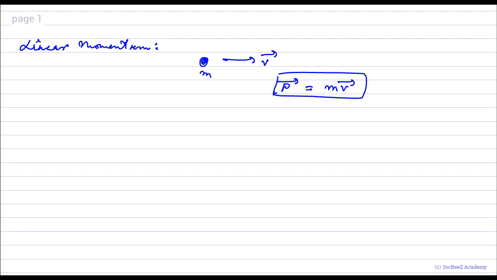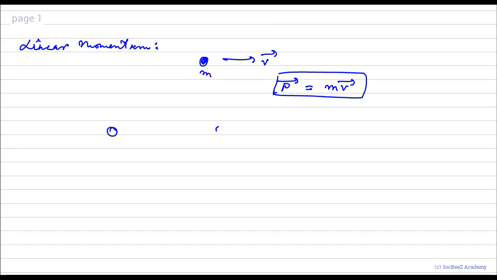Now if I have a system of particles and there is no external force applied on the system, let's say these three particles, this is my system, and there are no external forces on this system as a whole. There may be internal forces existing between any possible combination of these two or these three particles. In that case the total momentum of the system is conserved.